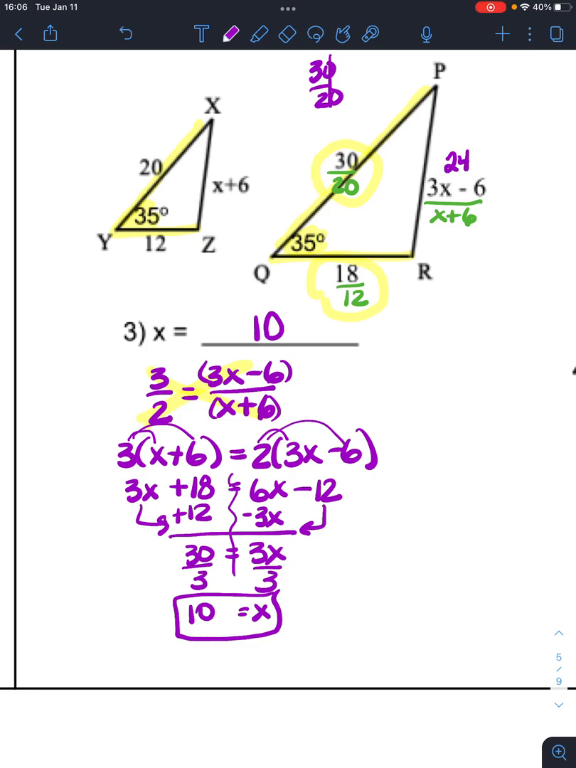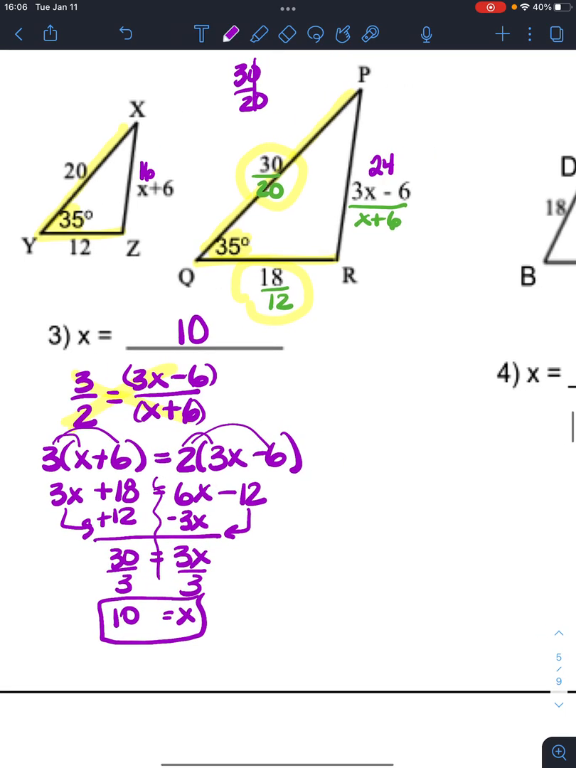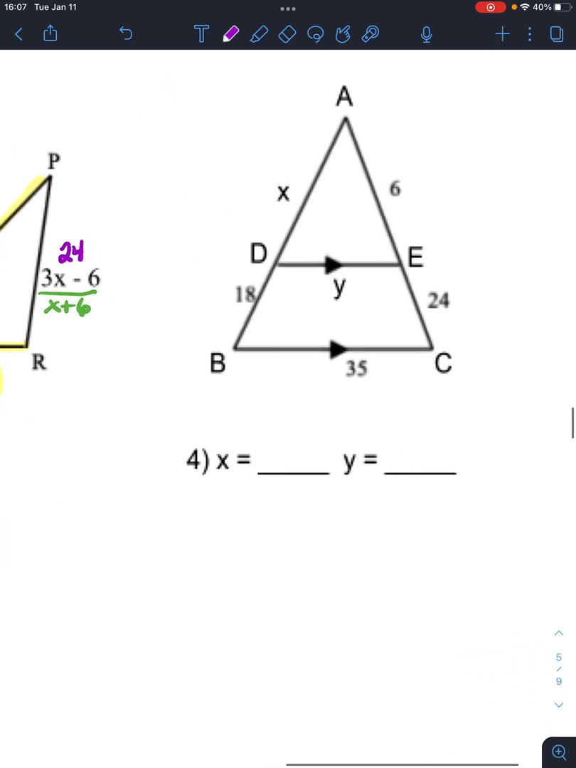So that means that this side is 24 and this side is 16. We can plug them back in and see. And you can see that 24 over 16 has that same ratio as 18 over 12 and 30 over 20. They reduce to 3 over 2.